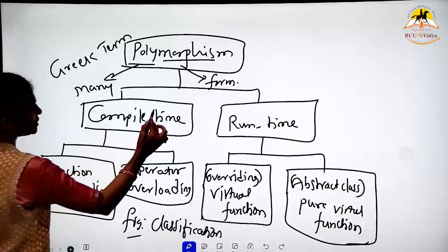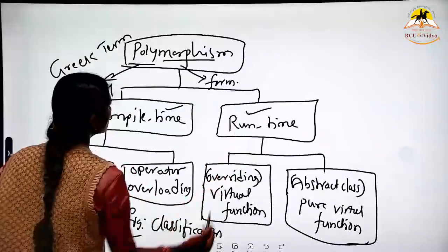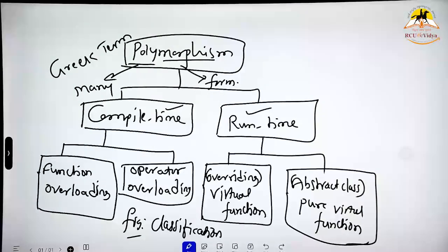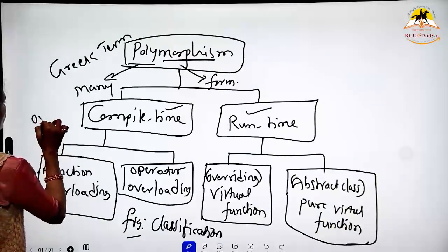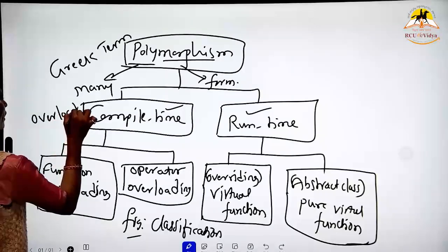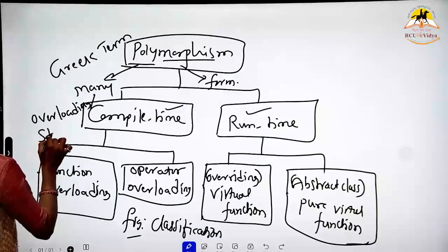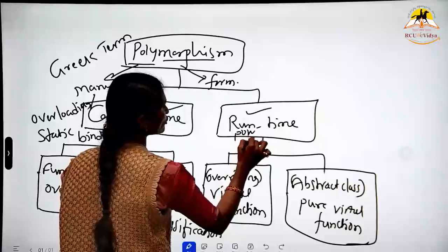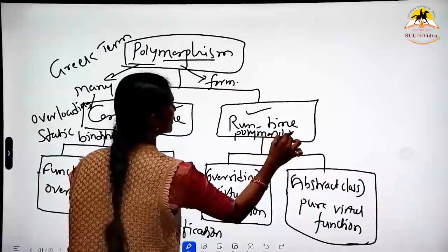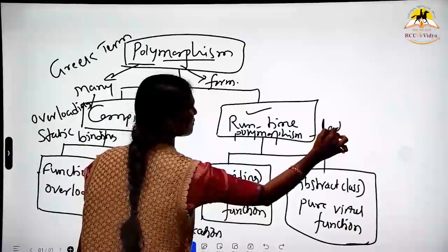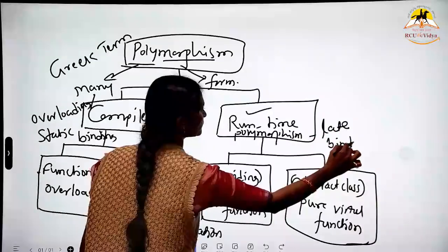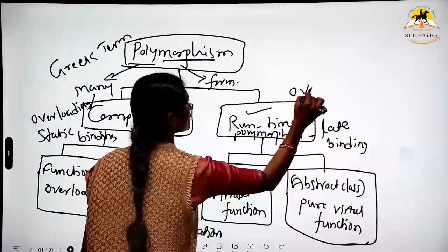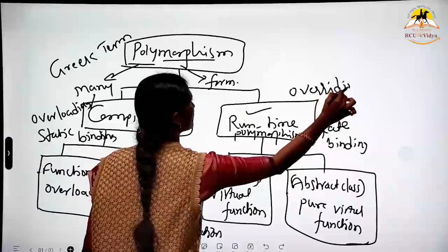So there are two types. One is compile time polymorphism and the second one is runtime polymorphism. Compile time is also called overloading or static binding. Whereas runtime polymorphism is also called overriding or late binding.